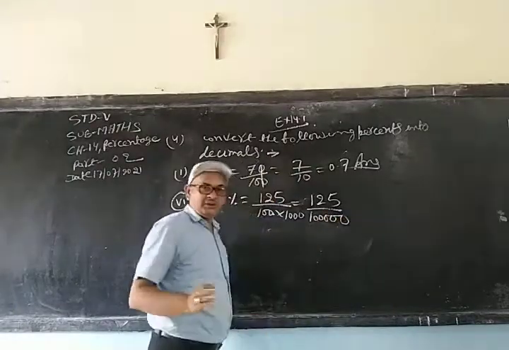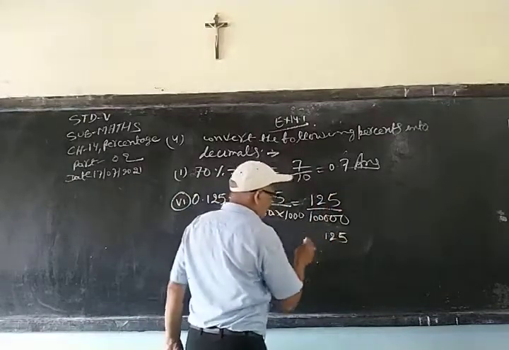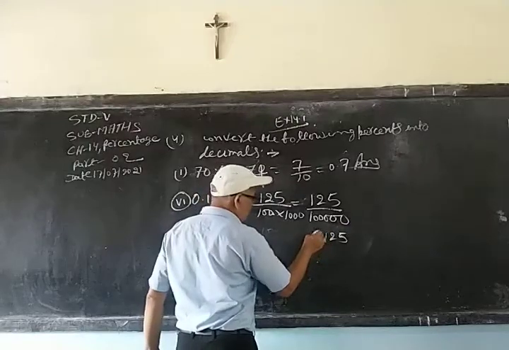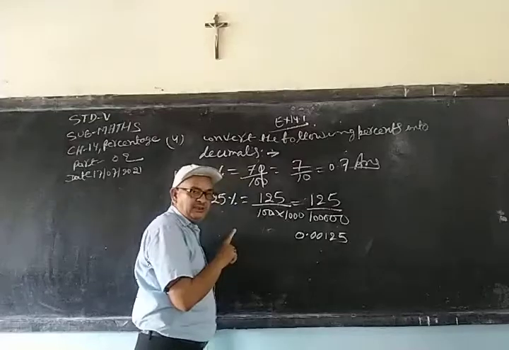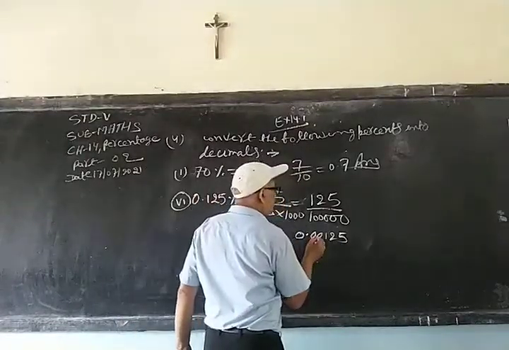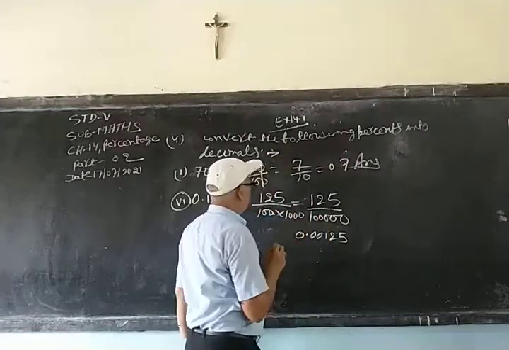50. So see this one. 125 is there. Here 50. The 2 more numbers you will put. After that this point is there, and this is 0. It is meaningless, but to look nice I am putting 0. So 0.00125. It is clear?